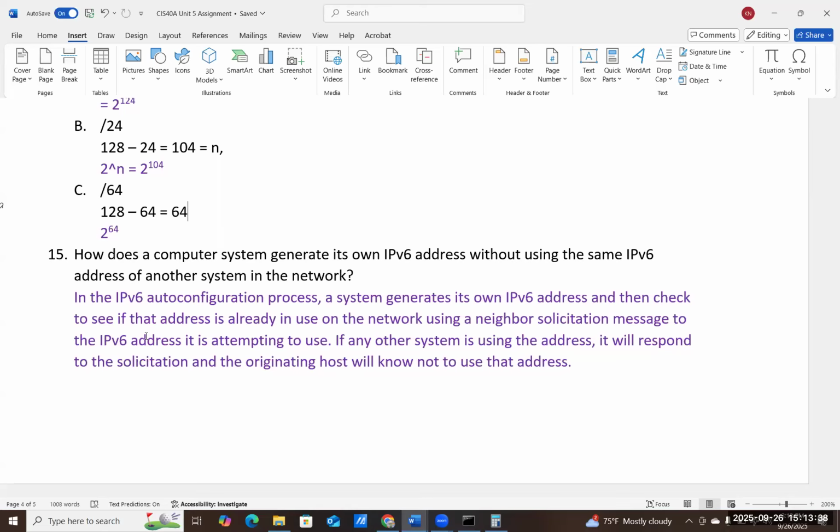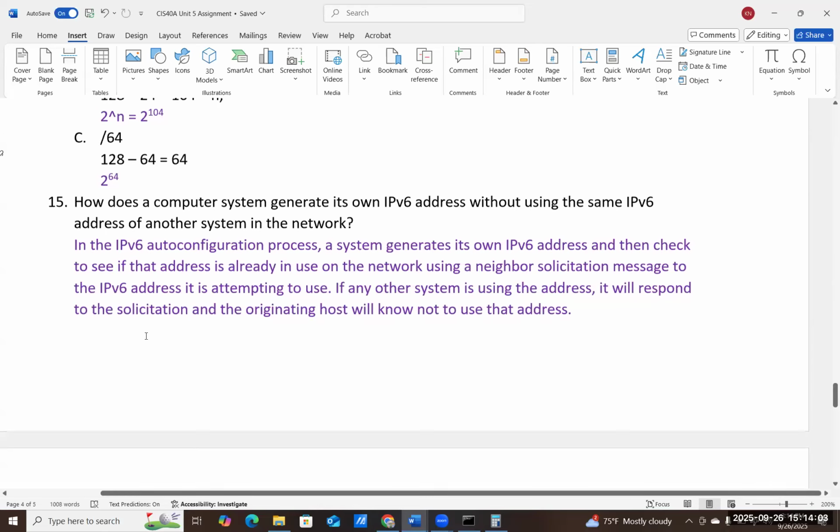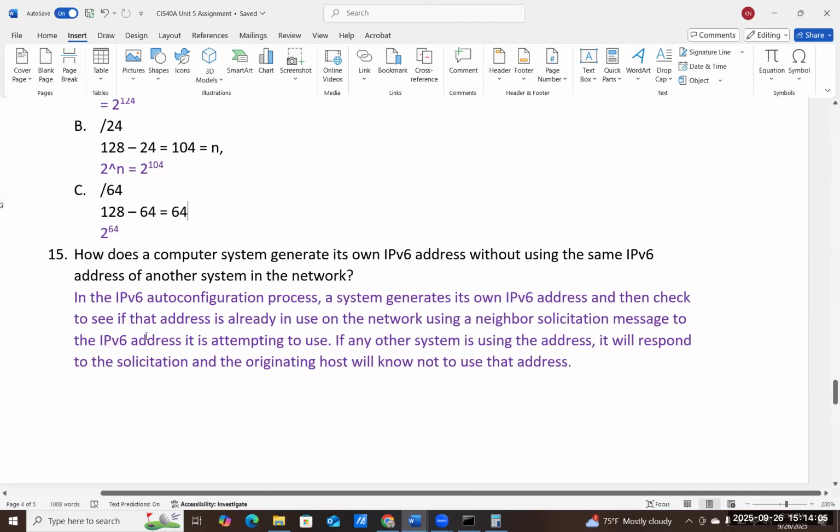The reason why I wrote this question is I think even sometimes when you read through the concept, it might not be clear. It's easy to understand, and it's just a form of solicitation. It's just checking to see what the other systems have and making sure that it has a unique address that's different from the other system. Any questions?